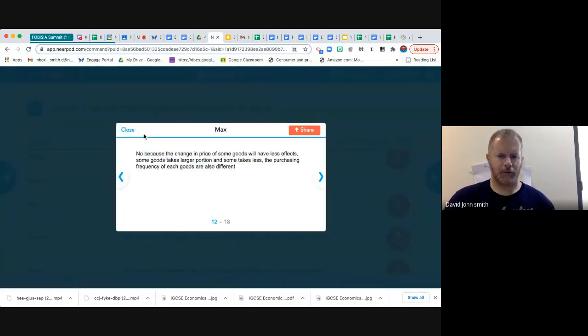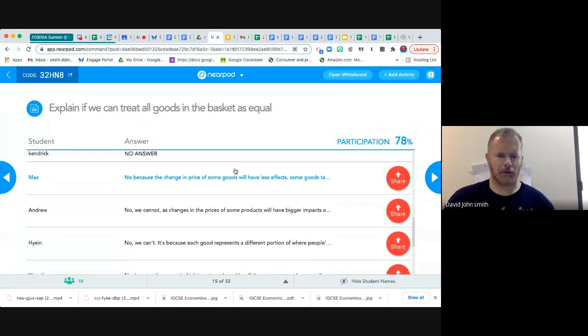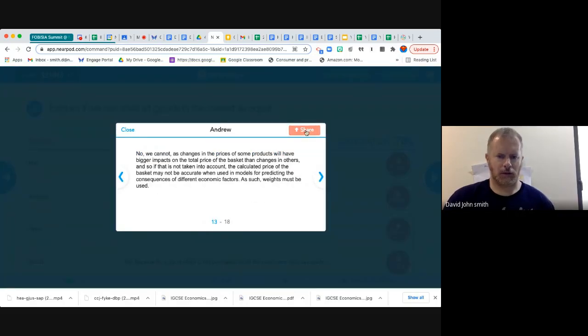What we're after is along the lines of this. So essentially, the prices of some goods are going to have bigger impacts on the total price of the basket than changes in prices in others. So if we don't take that into account, yes, you're right, the calculated price of the basket won't be as accurate when used in models for predicting the consequences of different economic factors. Yes, so therefore weights must be used. So that's a good one. Thank you, Andrew.